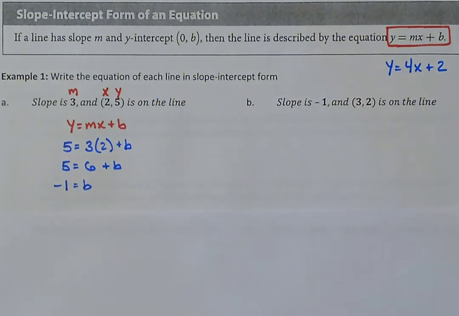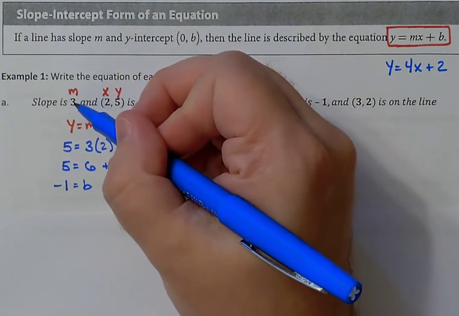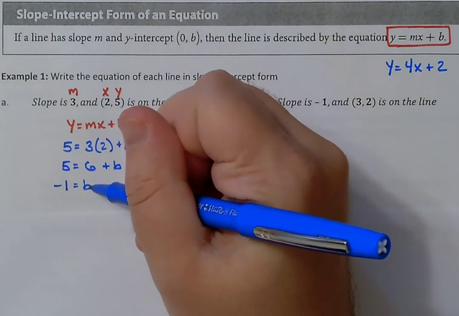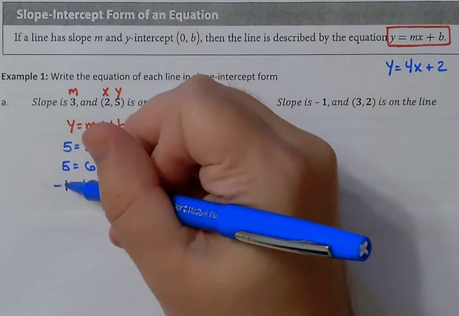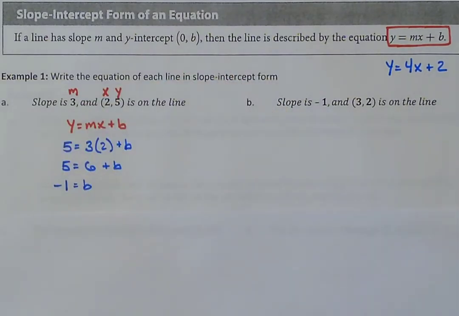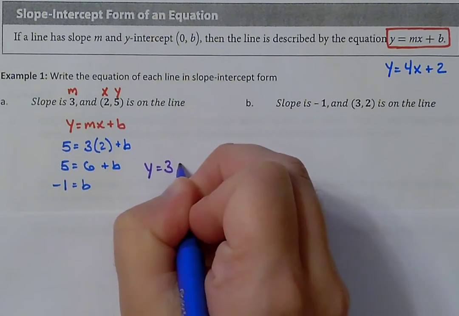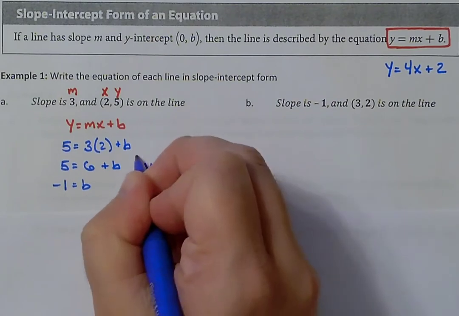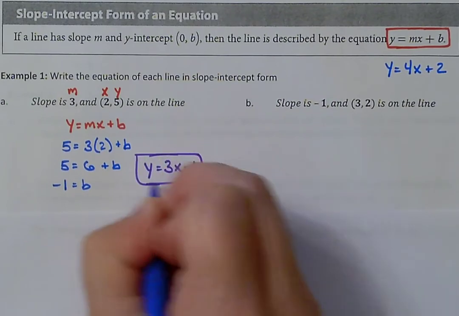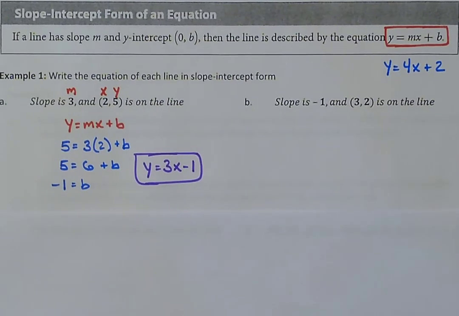At this point, I know my slope is 3, so my m is 3, and I know my b, or my y-intercept, is -1. I have everything I need for my equation. So then my equation is just y equals 3x minus 1. And that is our answer for part A.